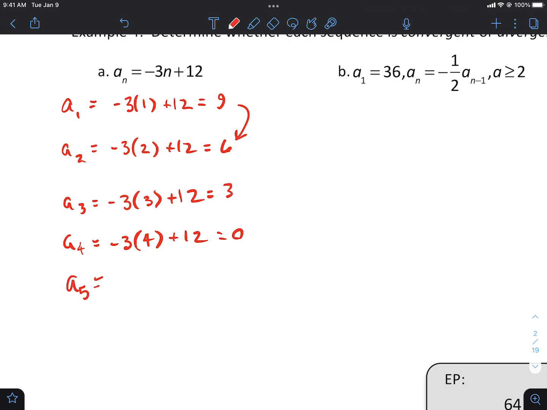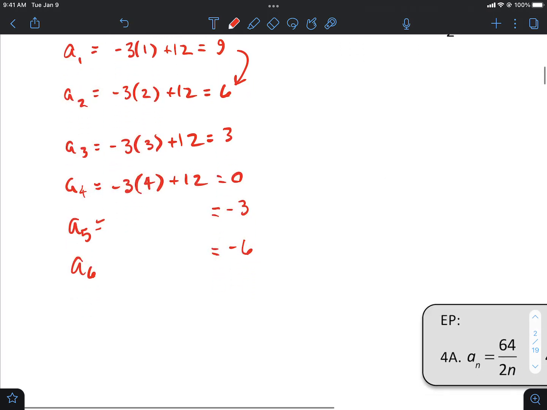So I'm going to kind of skip here. I can kind of tell the pattern here. This one's going to be negative 3. A sub 6 would be negative 6. So it's always decreasing by 3. Since that's not ever going to level off at a number, it's not going to just get closer and closer to like 0 or closer and closer to like negative 10. It's always going to decrease by 3. We're going to say since that's happening, this is a divergent series.